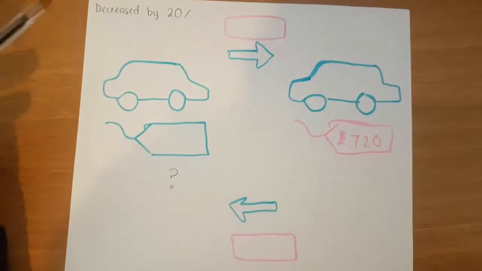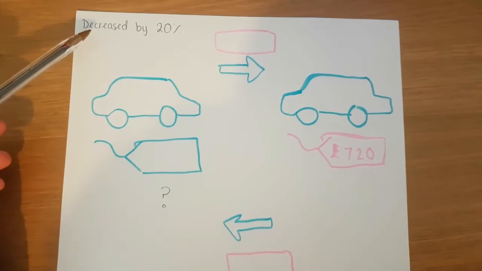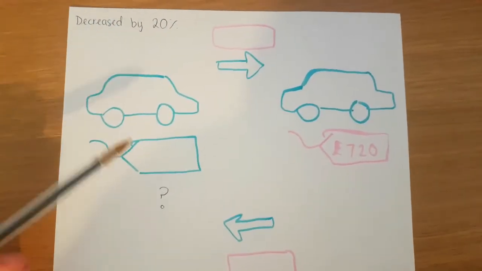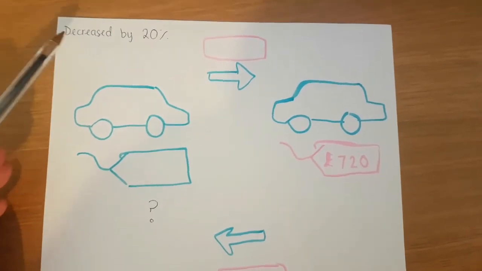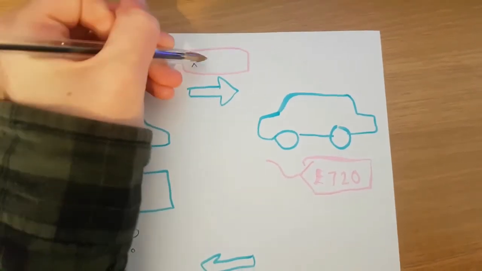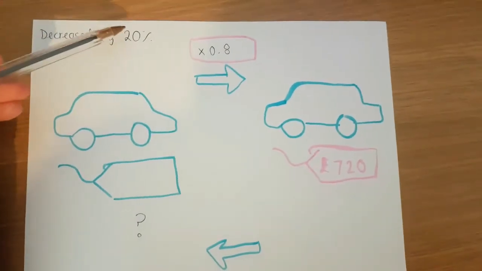So in the second example, we have a car and the price is decreased by 20%. So we know the new price after it's been decreased, but we don't know the original price. If we want to decrease by 20%, the new percentage multiplier is going to be 0.8. We take whatever the percentage is away from 1.